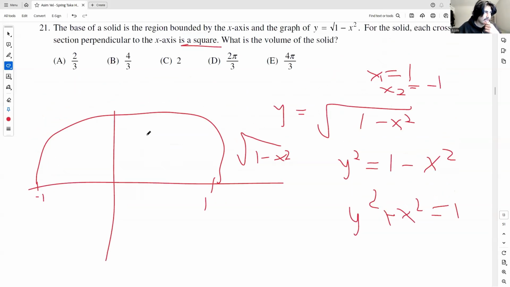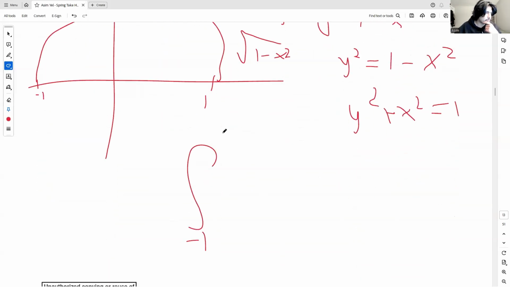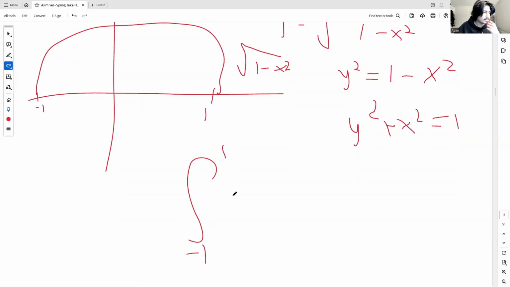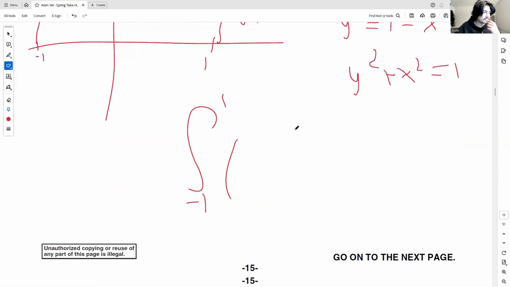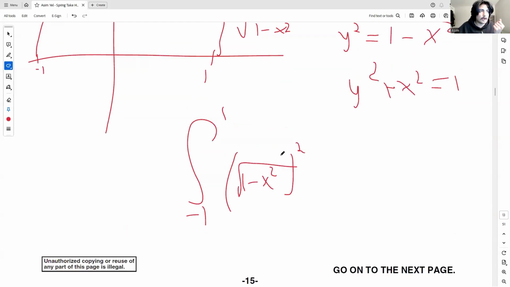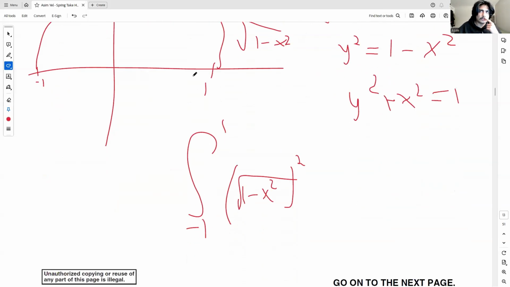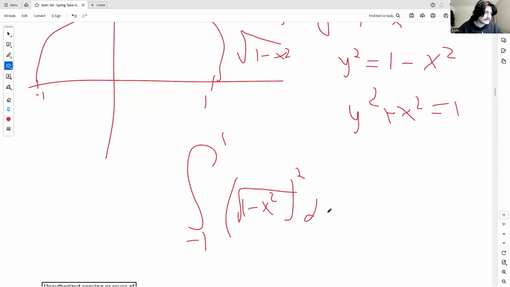And what should I do now? If you want to take the volume, you're just going to write your endpoints over here, in this case negative 1 and 1, and take the integral of the thing you want, which is radical 1 minus x squared. And you have to square this because you're taking a square. If this was a circle, you would do pi times, I'm not sure, 3 pi over 8 or 5 pi over 8, I have to look that up, times the square of that. There are also many proofs and ways to find the equations, but for squares we're just going to square it, and then dx.